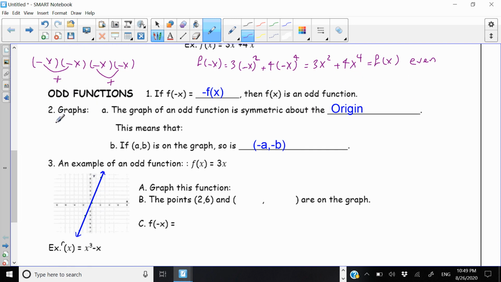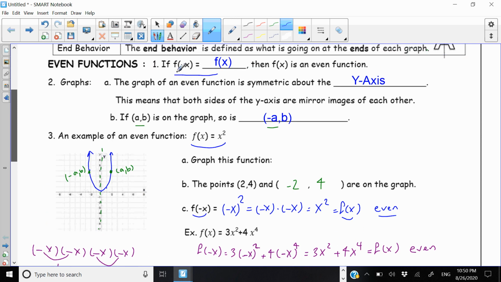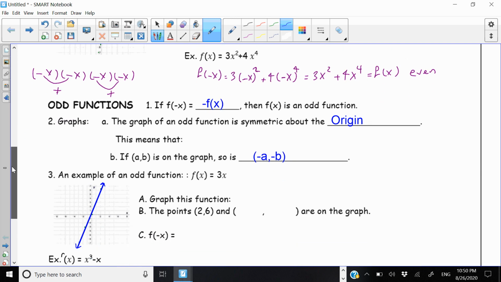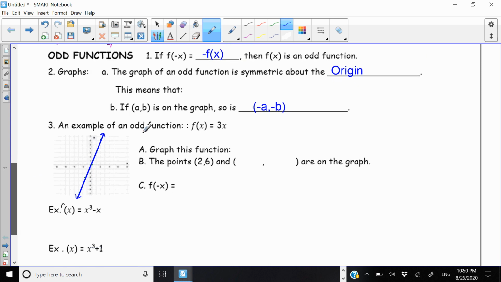Now, what is an odd function? A function is odd if f of negative x is equal to negative f of x. So compare this with the upper one over here. F of negative x was equal to the original function, f of x, but this time it's being multiplied by another negative. Then we say this is an odd function. How does the graph look like? The graph is symmetric about the origin. Like this one, for example, f of x equal to 3x. The graph looks like this, and it's symmetric to the origin.